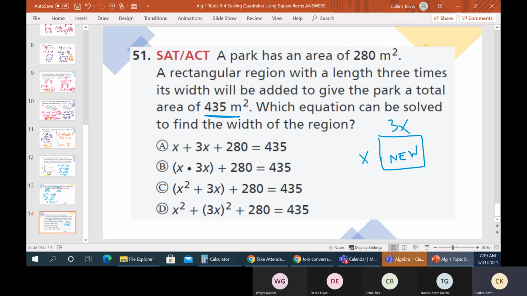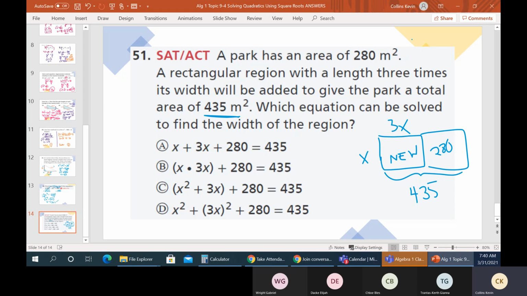Okay. So now we look at what we've got here. So we're going to end up with 435. Well, all our answers end with 435. That's no help. On the other side, we're going to add the 280, right? So it's going to be 280, and then the whole thing is going to equal 435. All right, so again, we have to add 280 on this side. And all our answers add 280. They're making this rough, aren't they? Okay, so that didn't help.